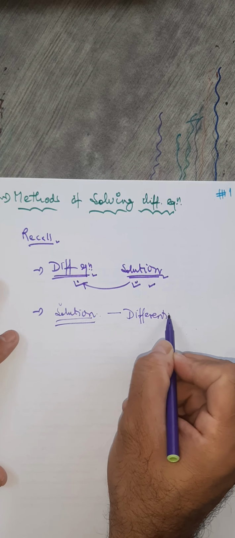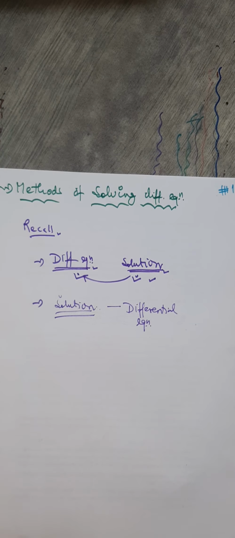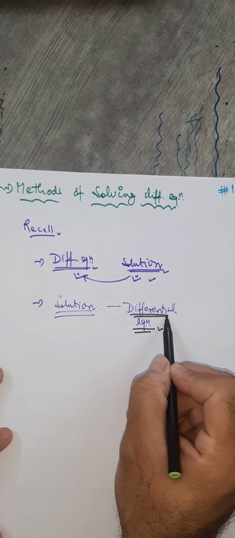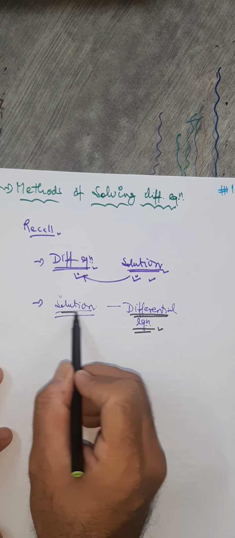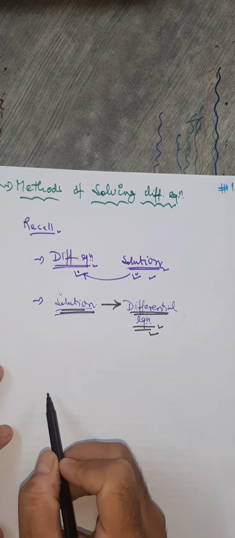How were we getting the differential equation? By differentiation. The number of times we differentiated equals the number of arbitrary constants. So that was the previous exercise: from the solution you get the differential equation.